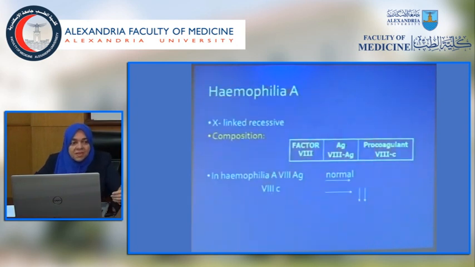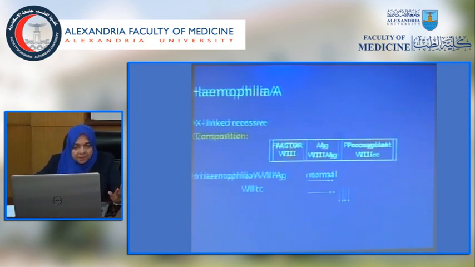Hemophilia A. This is an X-linked recessive condition. Before telling you what hemophilia is, I will tell you that hemophilia is due to deficiency of factor VIII. But actually, factor VIII has two components. It has an antigenic component, which is the von Willebrand factor, and a procoagulant component, and this procoagulant component is the one that is missing or deficient in patients with hemophilia A. It is very much decreased in patients with hemophilia A. The antigenic component, or the von Willebrand factor, in hemophilia is normal.